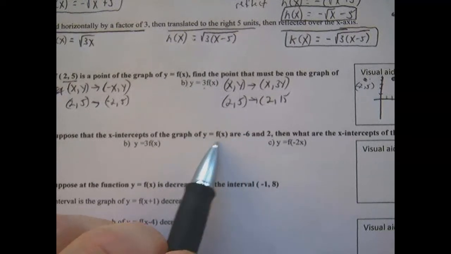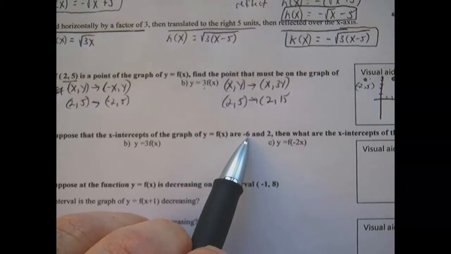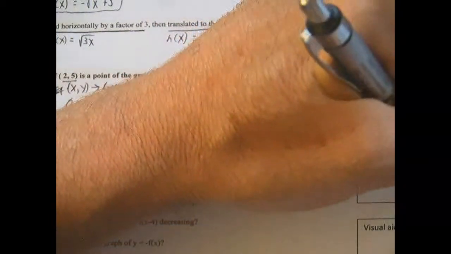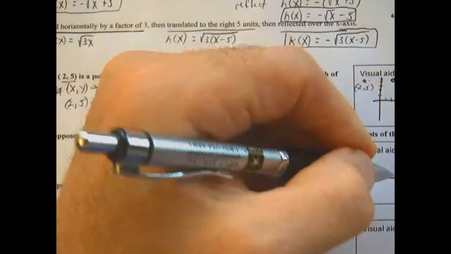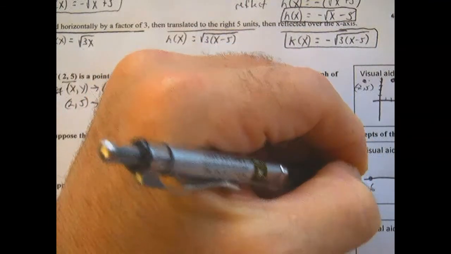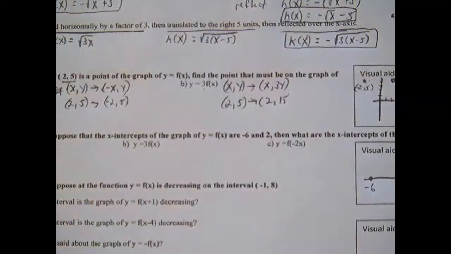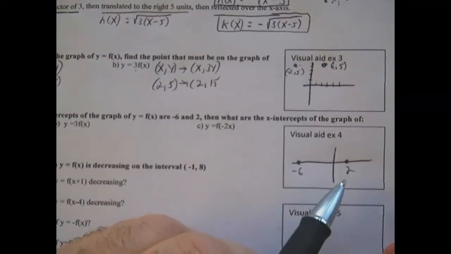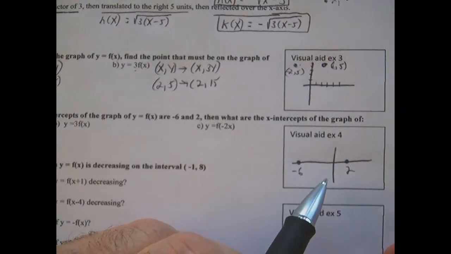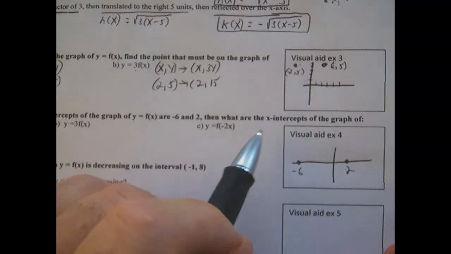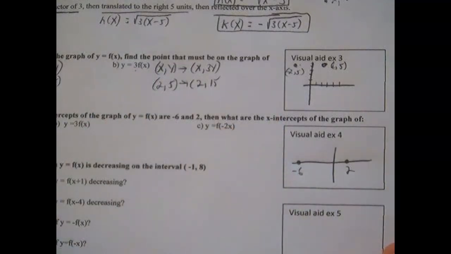So suppose that you have a graph, and all you know about the function is that the intercepts are negative 6 and 2. So we have something like this. So here would be a negative 6, and here would be a 2. And that is all we know, and nothing else matters for these questions. All right, so what are the x-intercepts of the graphs of each of these other situations?